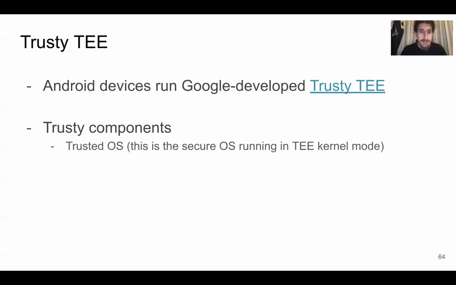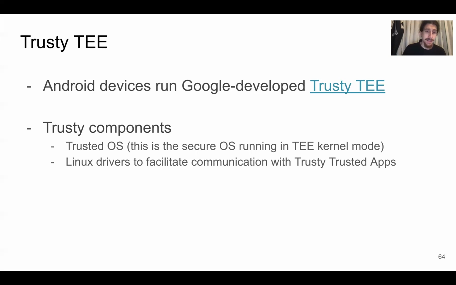There are a number of components. The trusted operating system, so it's a secure operating system running in the TEE kernel space, and you have a bunch of Linux drivers to facilitate communication with the trusted apps. So trusted apps are the apps that are living in the user space of the secure world, and they interact with their own kernel, which is Trusty. And the idea is that now you have third-party apps, like normal applications, that want to use functionalities implemented in the trusted world.